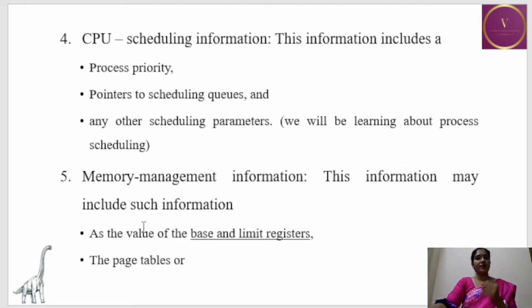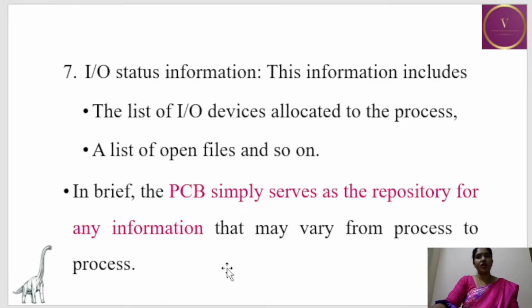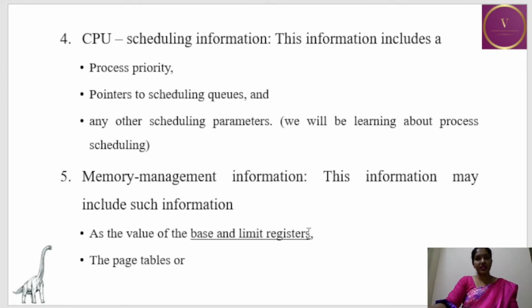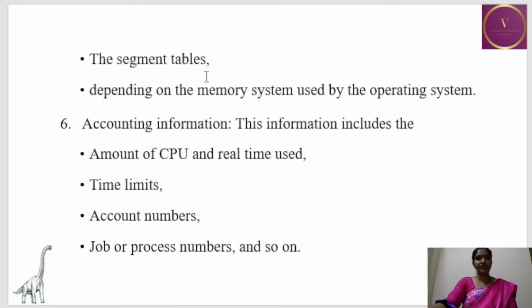Okay, the next is the memory management information. This information may include such information as the value of the base and the limit register, the page table, or the segment table, depending on the memory system used by the operating system. What is the base and limit register, what is the page table, what is the segment table, all this we will be learning in the upcoming chapters. For now, the memory management information has the base and limit register, the page table, or the segment table, depending upon the memory system used by the operating system. All right.